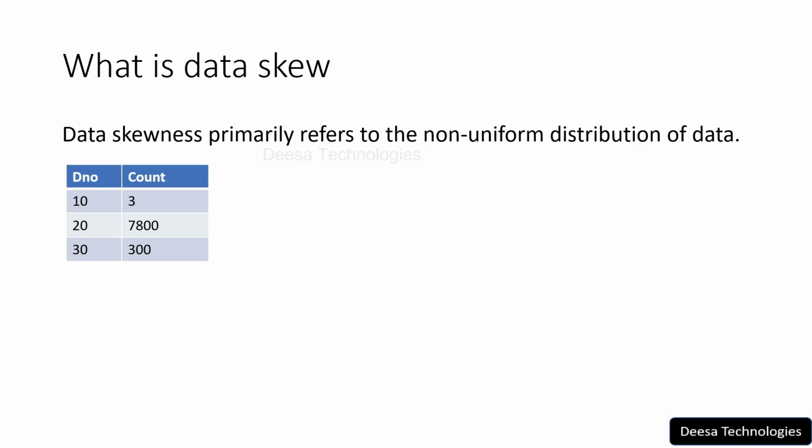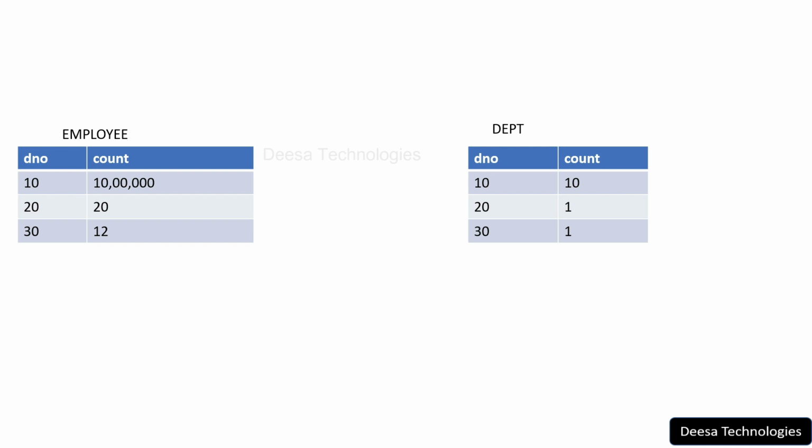So let's imagine a situation where we have two tables, employee and department. In the employee table, department number 10 has 1 million records, 20 has 20, and 30 has 12. While in the department table, we have department numbers 10, 20 and 30, and the counts are very minimal: 10, 1 and 1.